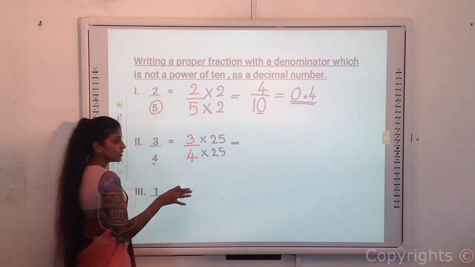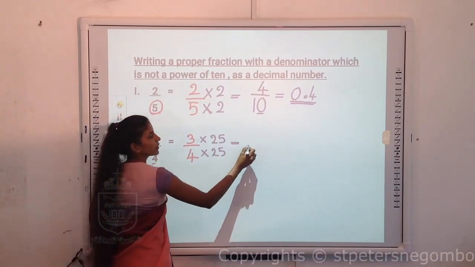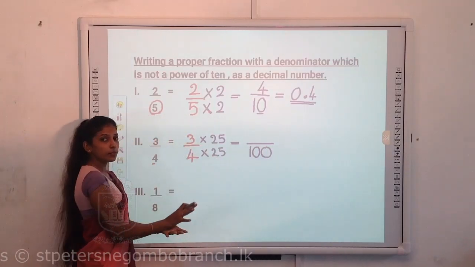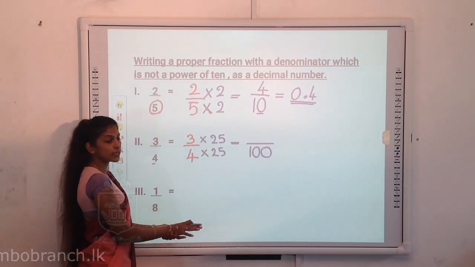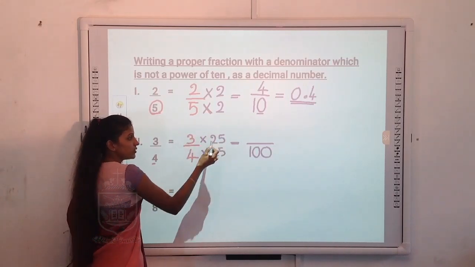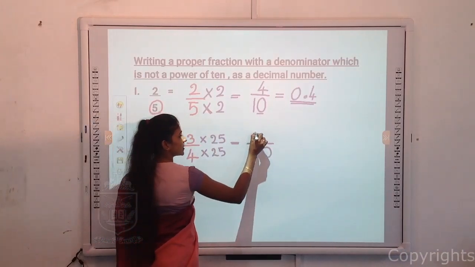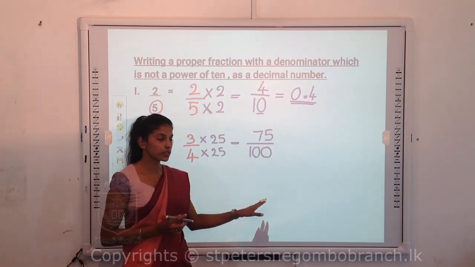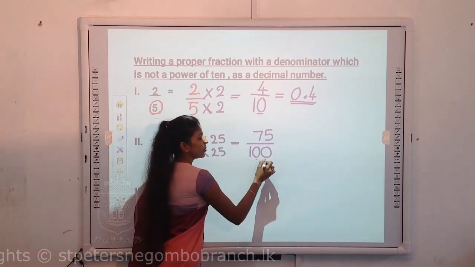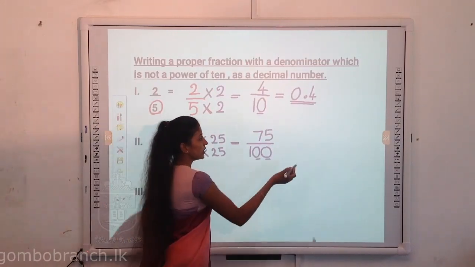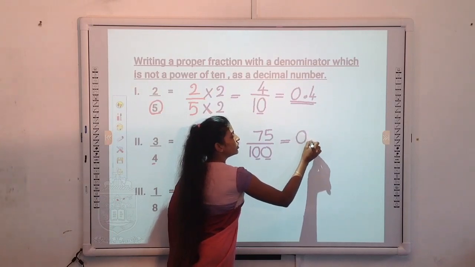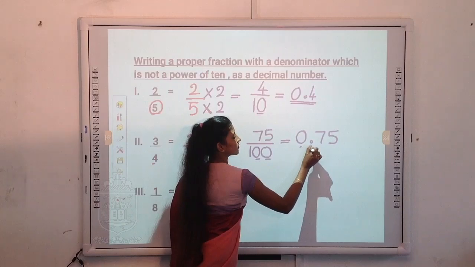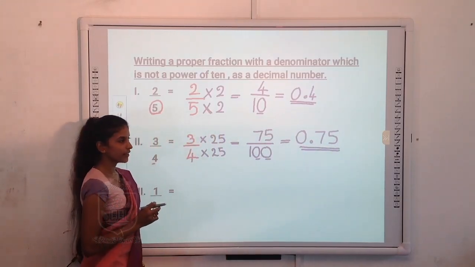So in the denominator, 4 times 25 will give you 100. You know that 100 is a power of 10, the second power of 10. And 25 times 3, what is the answer? That is 75. So now it is easy for us to convert this fraction into a decimal. Since it is a power of 10 with 2 zeros, in the answer you should have 2 decimal places, like this. 2 decimal places in the answer.